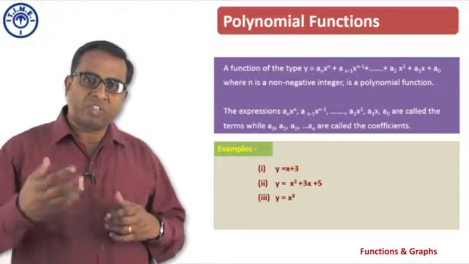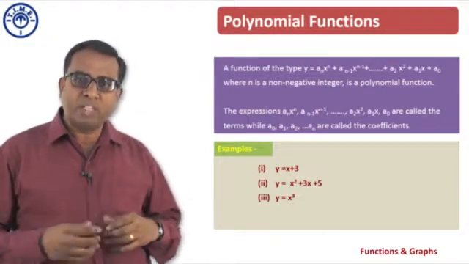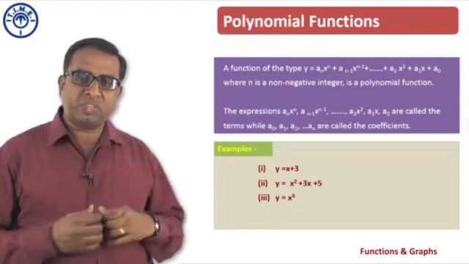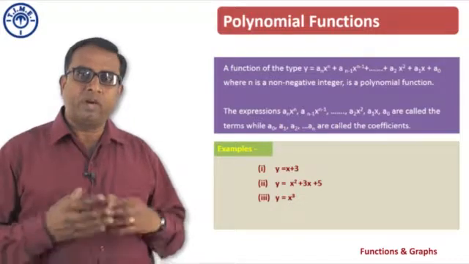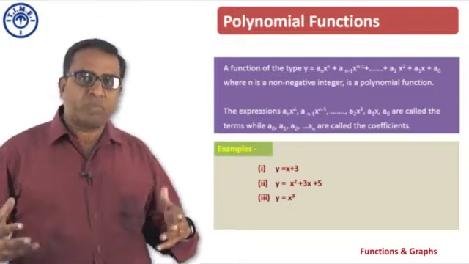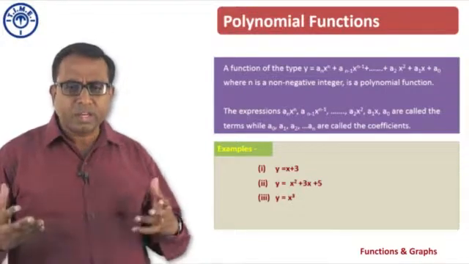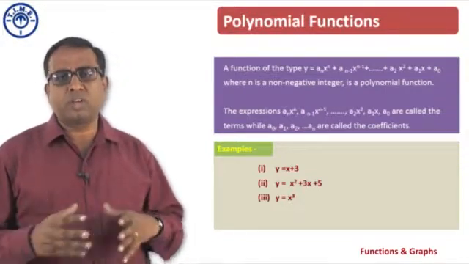We call the first one a linear polynomial because the power of x is 1. We call it linear because a line is basically to do with one dimension. Now look at the second case, y equals x square plus 3x plus 5; we call it a quadratic or second degree polynomial. The third case, y equal to x cube, is a cubic polynomial.